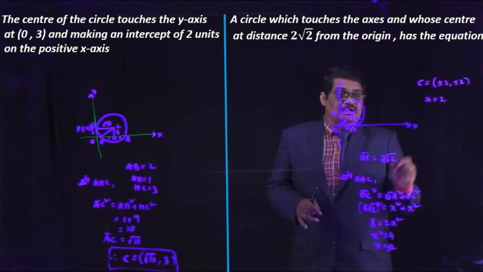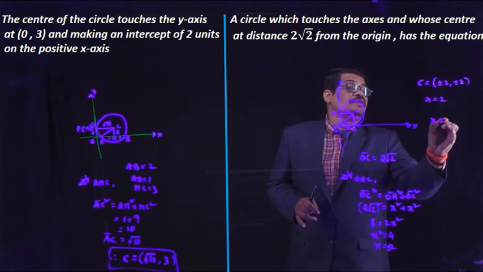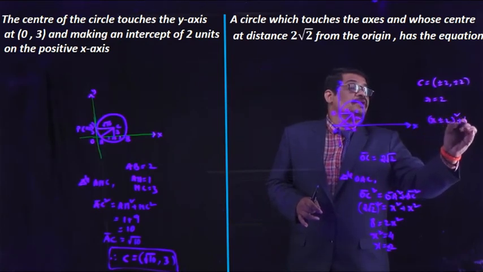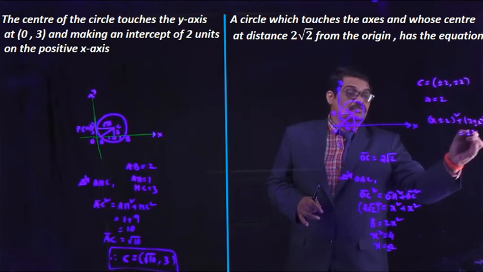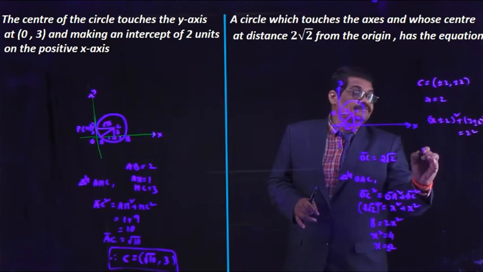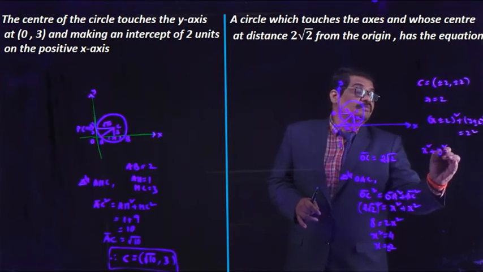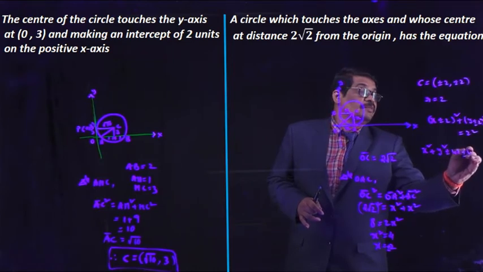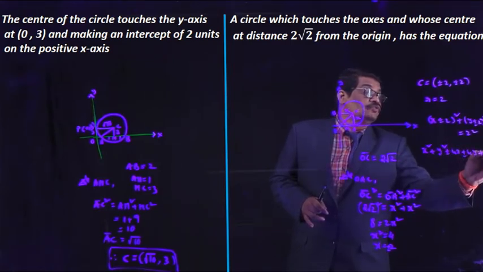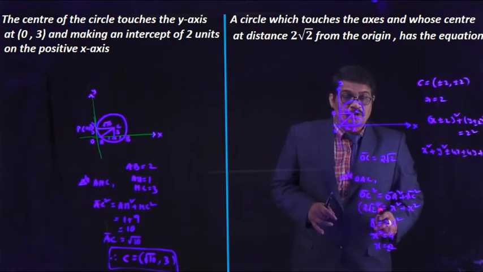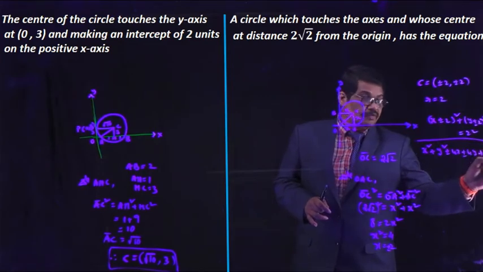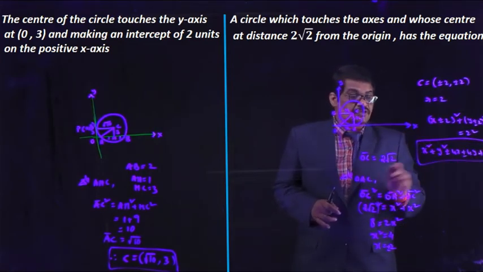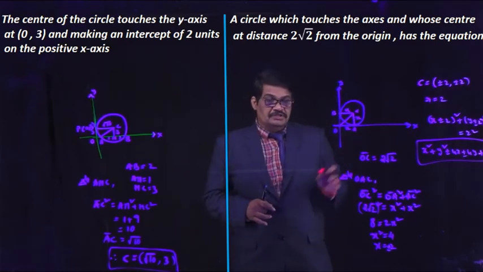Then what is the circle equation? x plus or minus 2 whole square plus y plus or minus 2 whole square is equal to 2 square. From that we get x square plus y square plus or minus 4x plus or minus 4y plus 4 is equal to 0. This is the required equation of the circle.